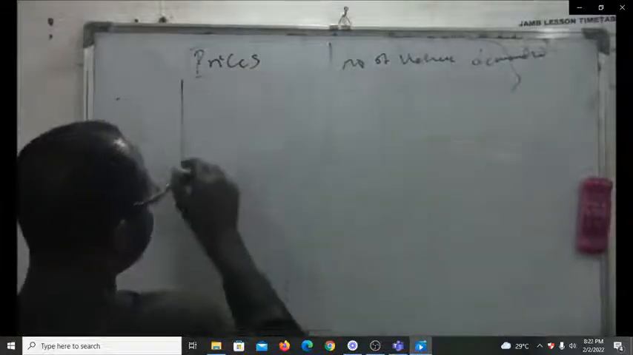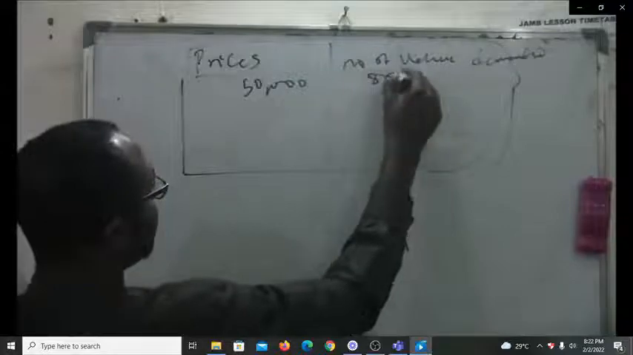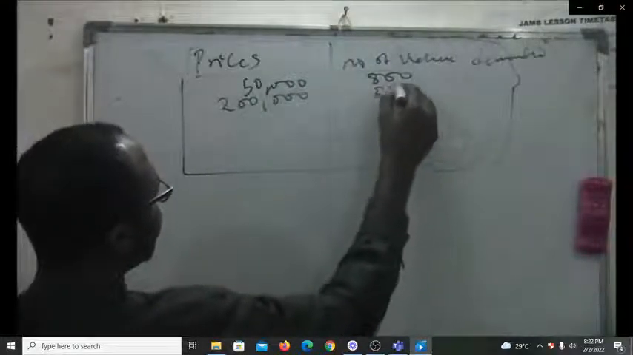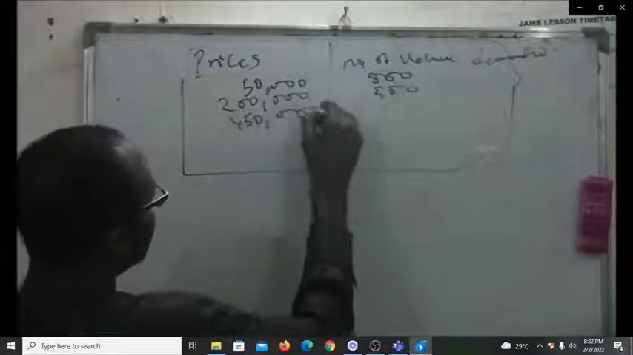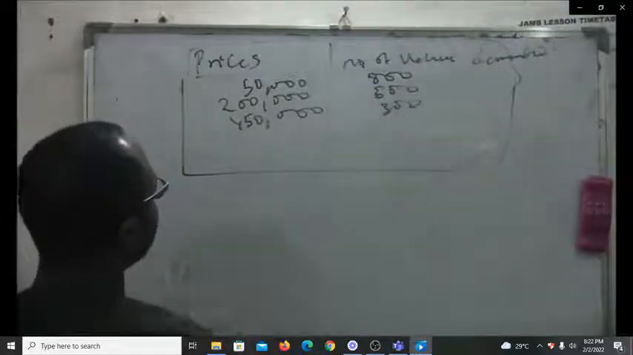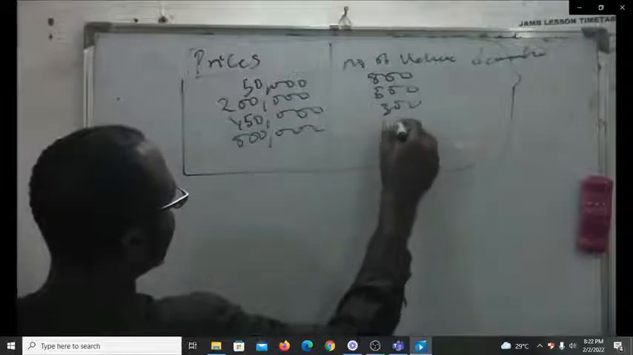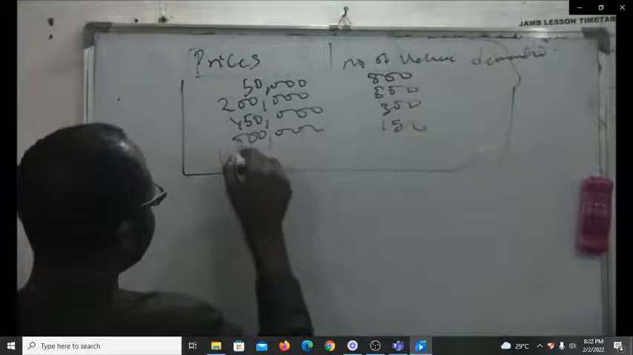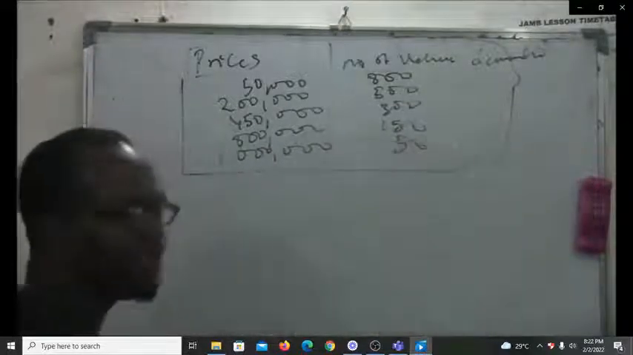What's the first price? At price of 50,000, we have how many? 800. What's the next price? 200,000, and we have 500. What's the next price? 450,000, and we have 300. What's the next price? 800,000, and we have 150. What's the other one? 1 million, and the quantity is 50. Can you see this table?